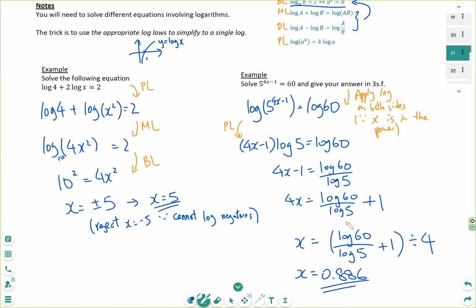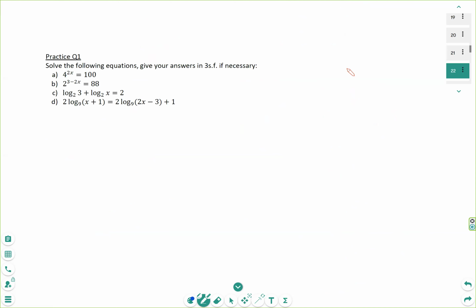If you didn't get that, make sure to put a bracket around it. The base is 10. You can make any base, to be honest, as long as the base top and bottom is the same. But we usually use 10 as default. If you're happy with this, pause the video, have a go at practice question 1.